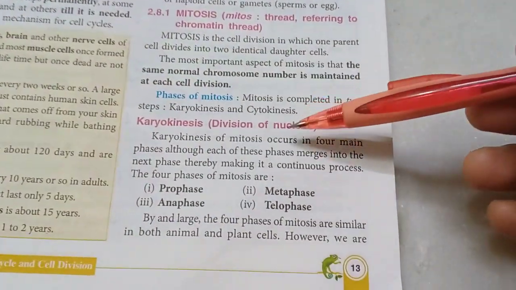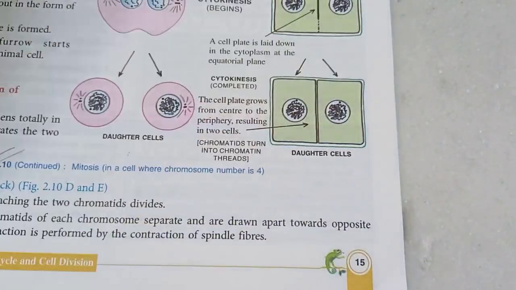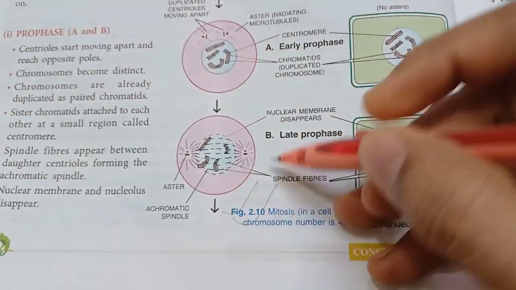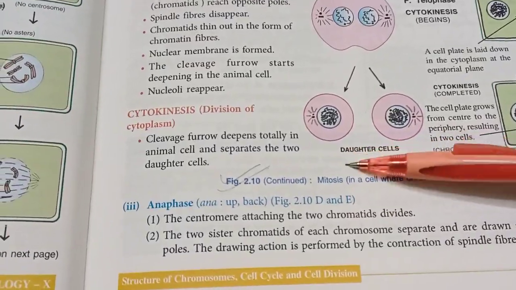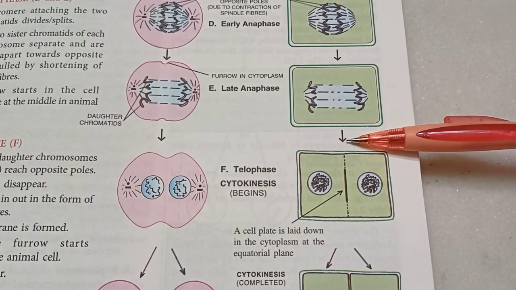Now let's study the various phases inside karyokinesis, and the best way to study this is with the help of diagrams. So double tick figure 2.10, practice all the pink diagrams. Figure 2.10, double tick it. The plant cells need not be practiced, although they can also be asked in exams, but they are very similar.